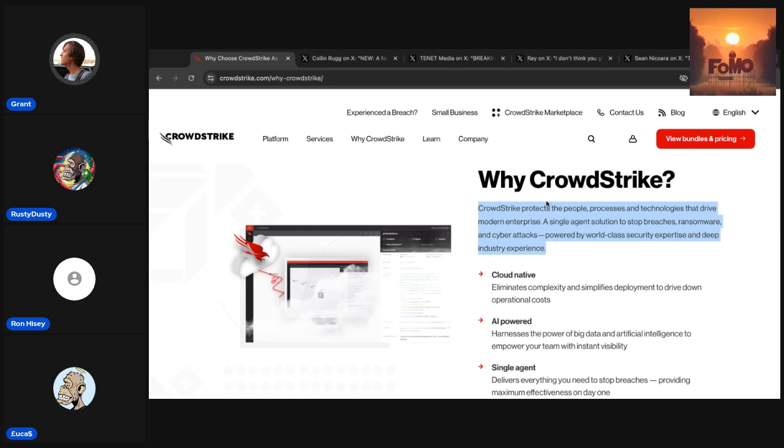Well, this is what CrowdStrike does. Just simply from their own site: CrowdStrike protects people, processes, and technologies that drive modern enterprise, a single agent solution to stop breaches, ransomware, and cyber attacks. That's what this is supposed to do. So this is like an opt-in. I don't know if you remember John McAfee and antivirus and Norton antivirus and all that kind of stuff. That's what this is essentially for.